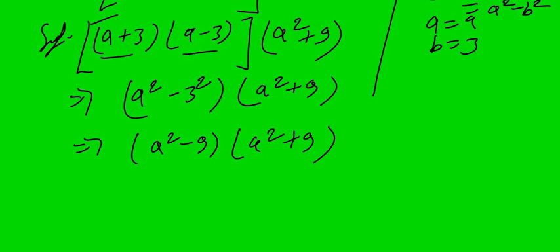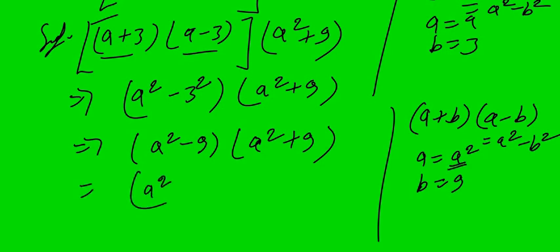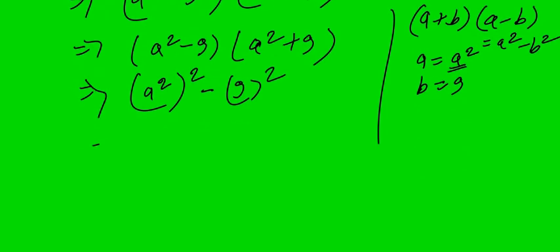Now again you will see this is again in the form of a plus b into a minus b, or you can say a minus b into a plus b. Here a is equal to a square and b is equal to 9. So we can write a square minus b square. Remember that in place of a we are having a square, so we can write a square whole square minus 9 square. So finally we will get a to the power 4 minus 9 to the power 2 is 81. This is our solution.